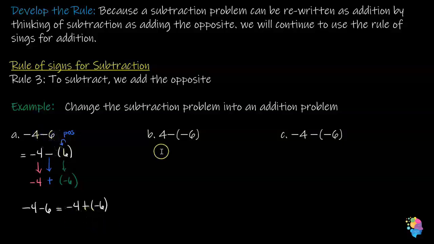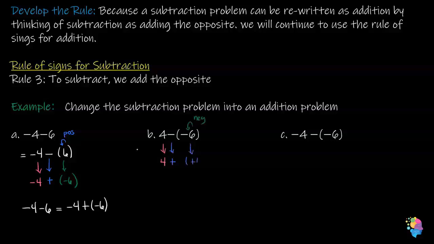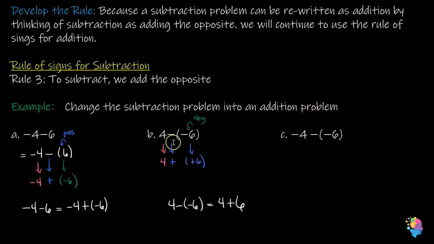Let's try letter B. Letter B is asking us to subtract 4 minus negative 6. Because the second value is already in parentheses, I can skip the first step we took in letter A. Then we're going to bring the first value as is, change the minus into addition. Because the 6 is negative, we will add the opposite, so that will be a positive 6. Then 4 minus negative 6 can be rewritten as 4 plus 6. Notice that this is the same as just thinking that the negative will turn into a positive.